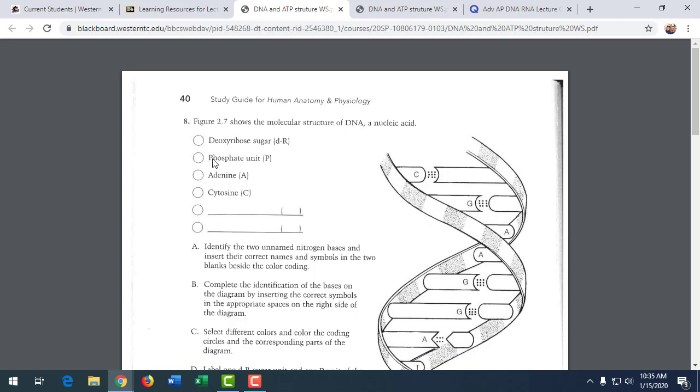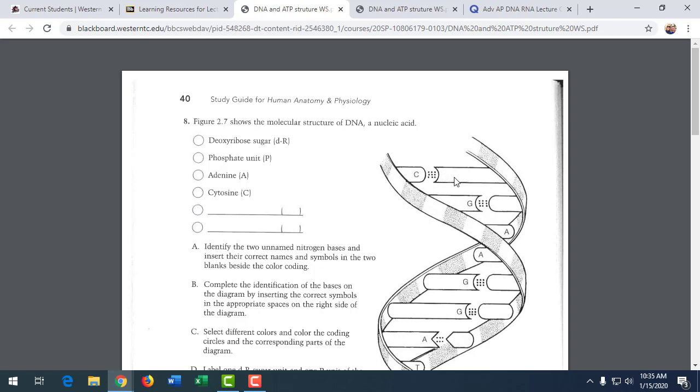The phosphate unit is the gray area, right? So each of these gray squares is the phosphate, because we know the sugar and the phosphate form the sides of the DNA ladder. And then each of these are the nitrogen bases, right, that form the rungs of the DNA ladder. So cytosine, you could color whatever you want, and then adenine is a different color.